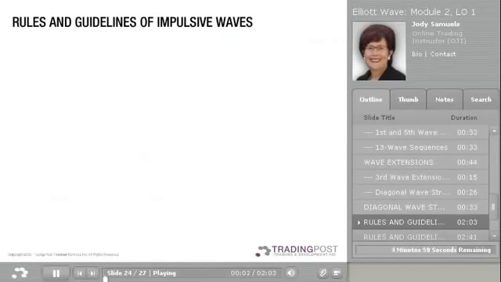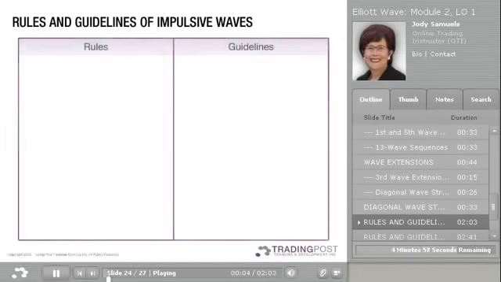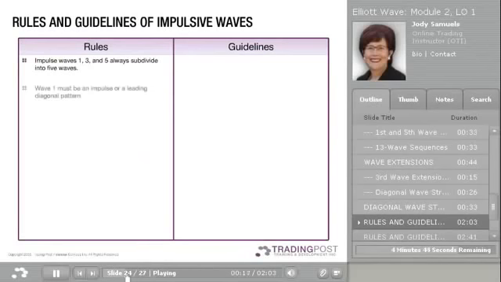And now for some rules and guidelines of impulse wave structures. There are rules and there are guidelines. First, the rules. 1. Impulse waves 1, 3, and 5 always subdivide into 5 waves. 2. Wave 1 must be an impulse or a leading diagonal pattern. 3. Wave 2 never goes beyond the start of wave 1. 4. Wave 3 is never the shortest impulse wave.